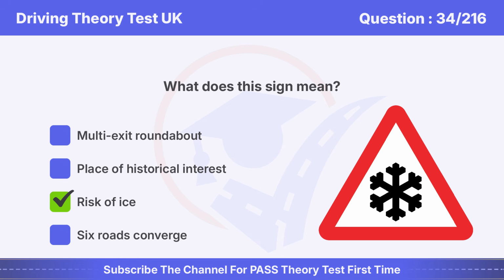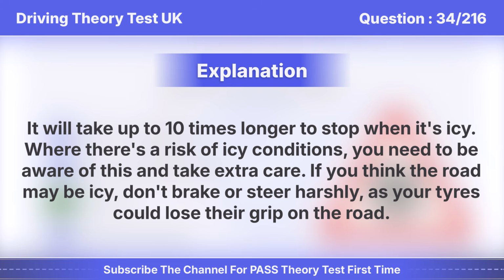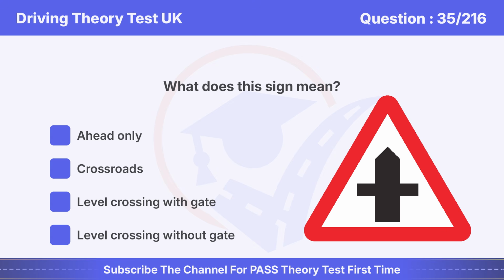Answer is C. Risk of ice. It will take up to 10 times longer to stop when it's icy. Where there's a risk of icy conditions, you need to be aware of this and take extra care. If you think the road may be icy, don't brake or steer harshly, as your tires could lose their grip on the road. Question 35. What does this sign mean?